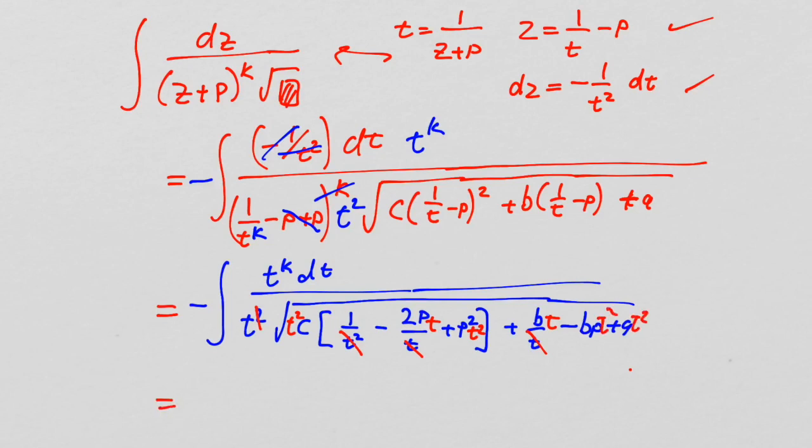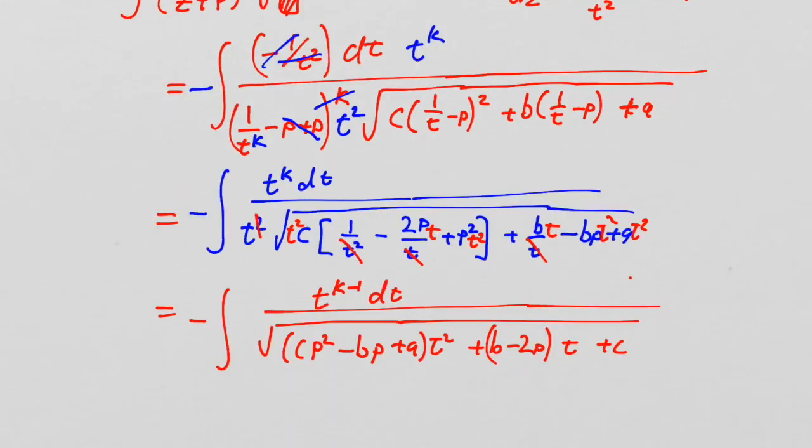So let's simplify that, and this is what I get. The t that's left behind comes up here and gives you that. Then if you collect all the t squared terms, you get a p squared minus bp plus a. You collect all the t terms, you get a minus 2p, which is that, and a bt, which is that. And then the only constant term that sticks out is this right here, which is just c. Okay, so I guess that's the answer, right?